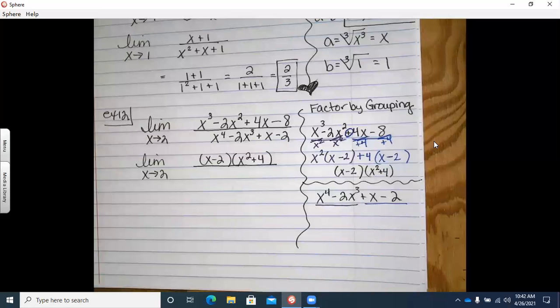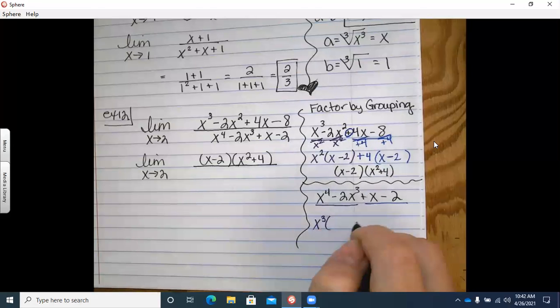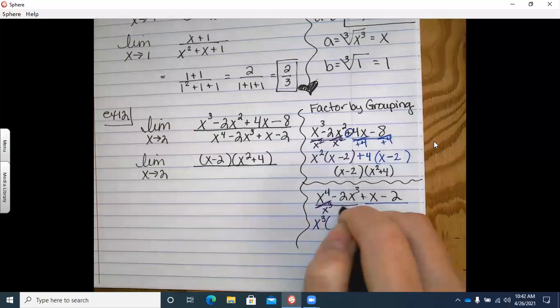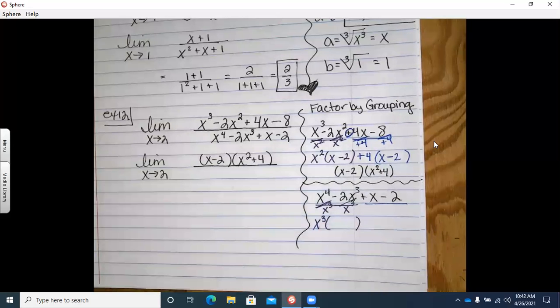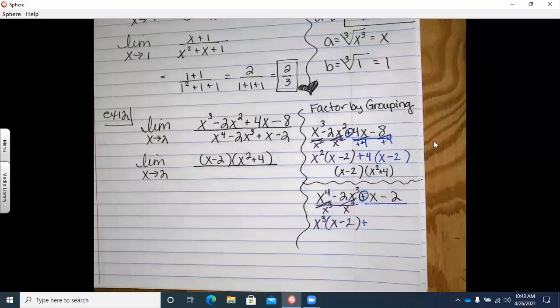So my first group, what's the GCF? X cubed. So you're going to factor out an x cubed. To do that, divide both terms by x cubed. What's x to the 4th divided by x cubed? X. What's negative 2x cubed divided by positive x cubed? Minus 2. What is going to be the sign of the GCF of the second group? Positive. It's whatever the sign is of the first term in the second group. What is the GCF of the second group? 1 is all you have.